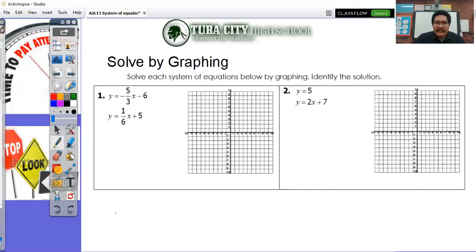And it'll make a little bit more sense later. I'm going to turn that off. All right. So let's go ahead and start with this first one. So I have two lines and they are both in slope-intercept form. So y equals mx plus b, y equals mx plus b. That should make it fairly easy to graph this.